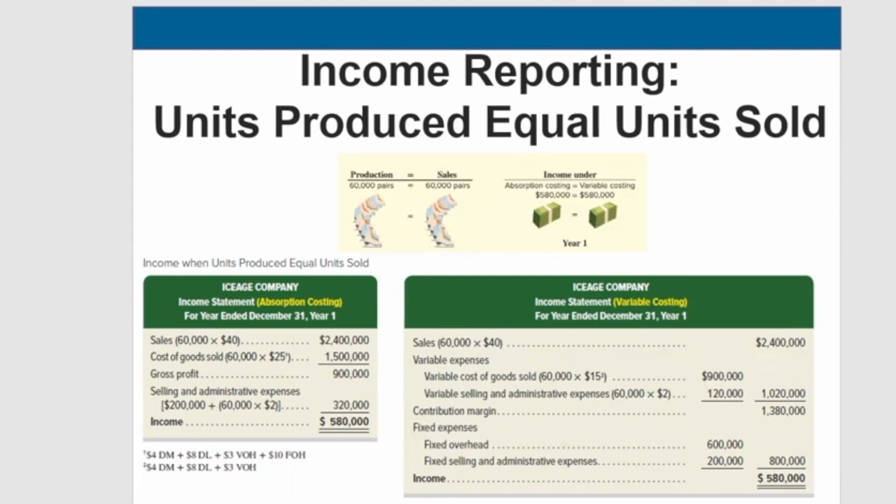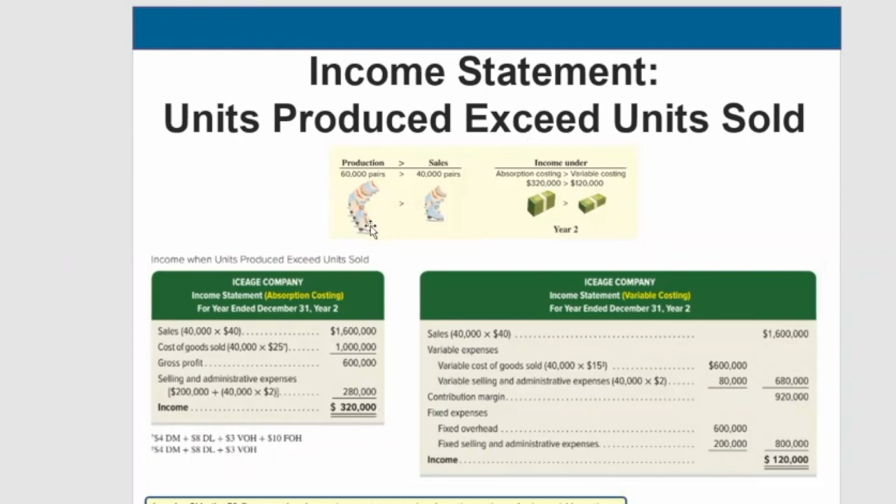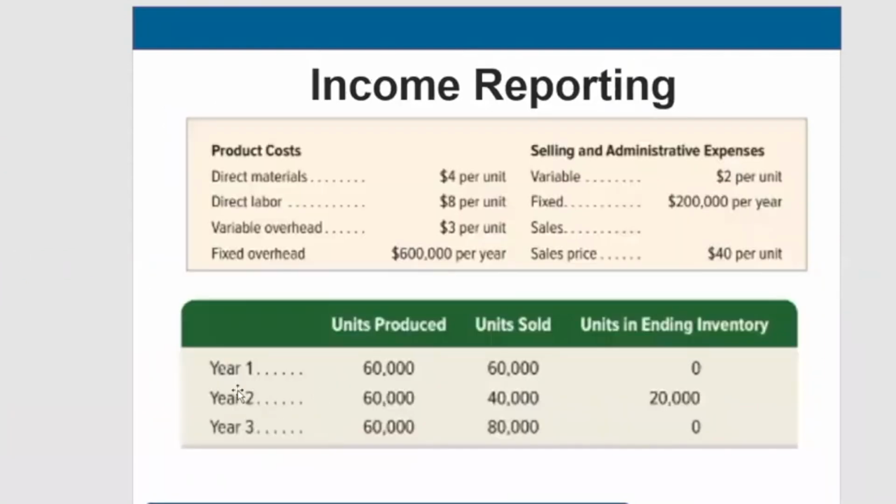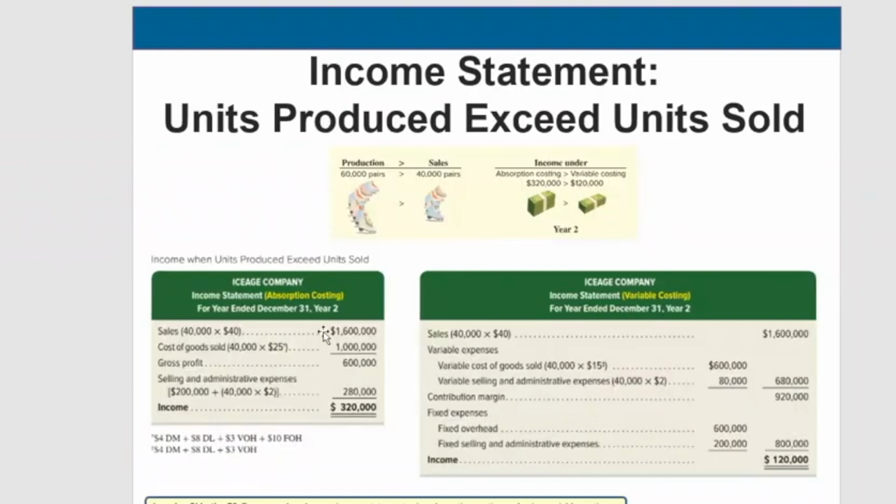Why do you have to learn both? Because, again, this is required under GAAP. This is what a lot of your managers are going to want to see when you get into your job. In the second year, I'll refer you back to my timeline, year 2. Remember, we produced 60,000 because we were feeling pretty confident, but it turned out to be not so good of a year because we only sold 40. So in year 2, here is how the income statements will look. There is a difference between absorption costing's net income and variable costing's net income. Let's explore this and see where we can identify the difference.